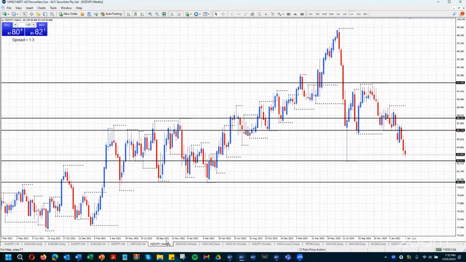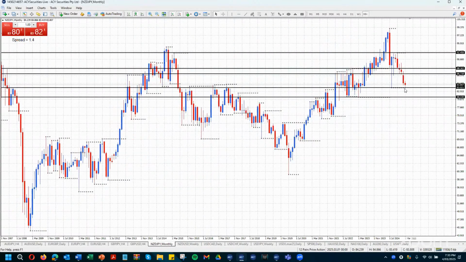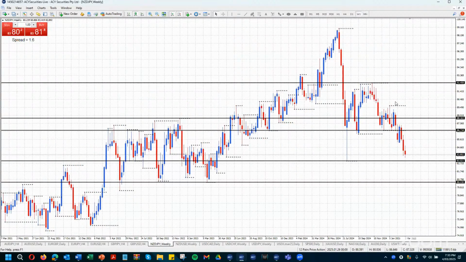All right, New Zealand yen. So I'm going to go to the monthly chart. We're coming down to a major monthly low, 83.02. And the next one, 80.43. Lots of support down here and a massive rejection on this low here. So coming down to support, weekly trend is down, it's overextended. I will be watching 83.02 at the moment.